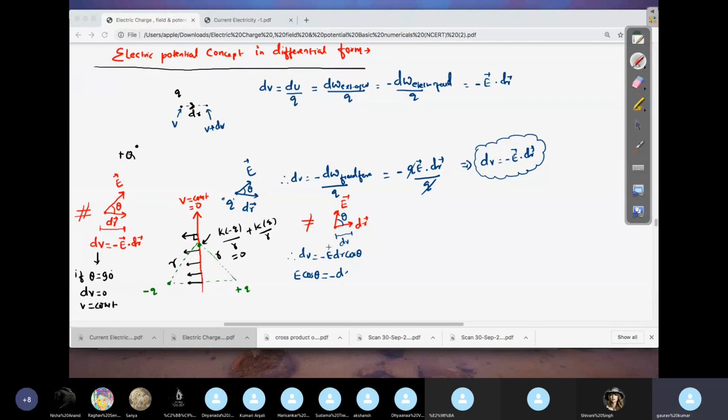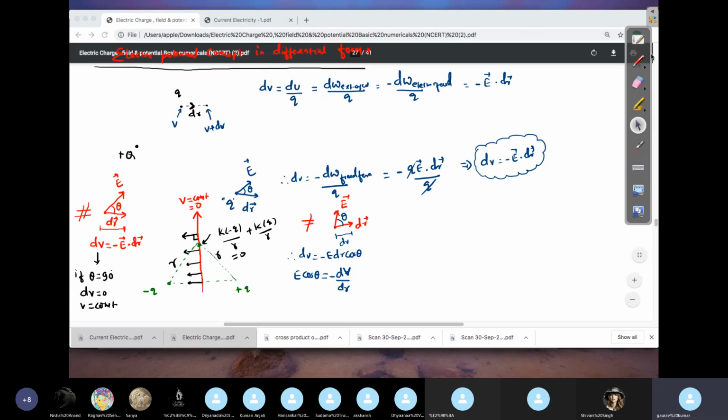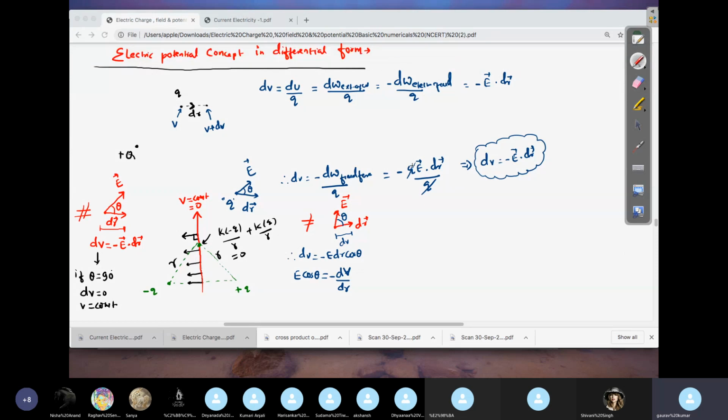Okay, please hear. So E cos theta will be equal to minus dV by dr. Now what is E cos theta here? If I see this E vector, I can resolve it into two components: one in this direction, and one perpendicular to it. So E parallel is basically E cos theta. This is your E parallel component.